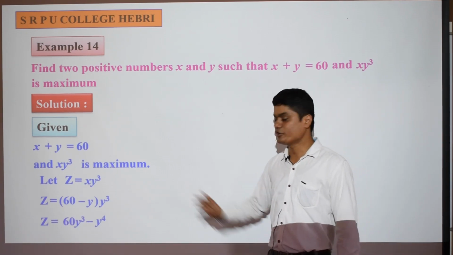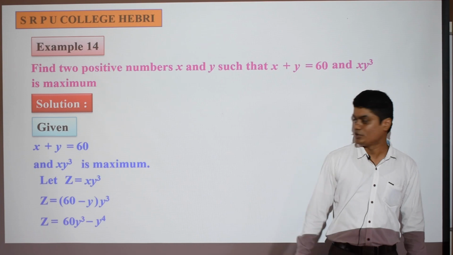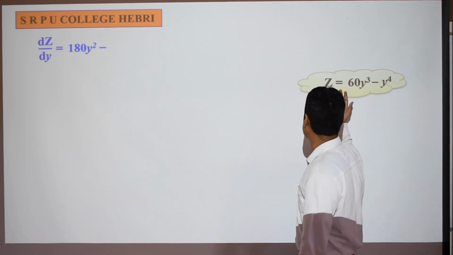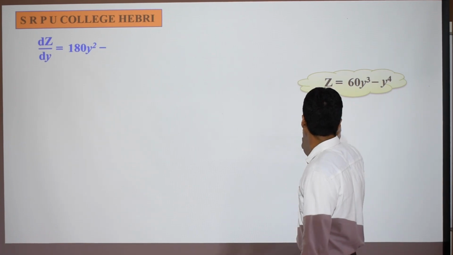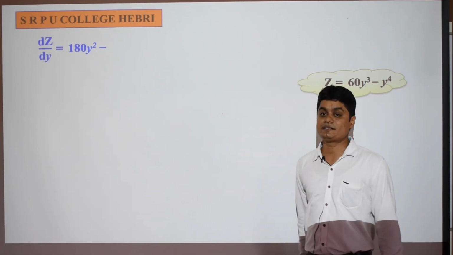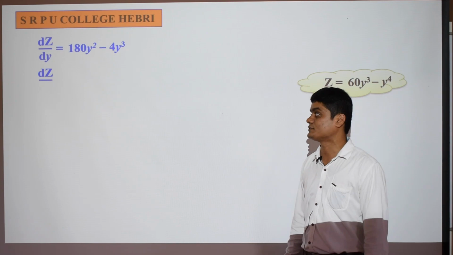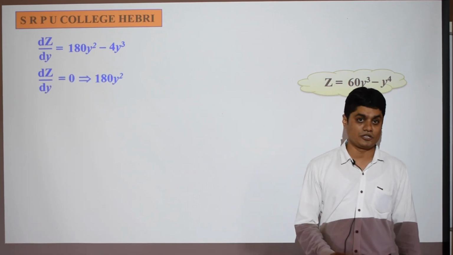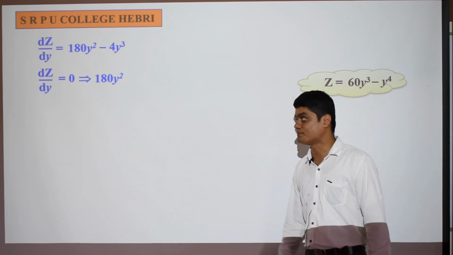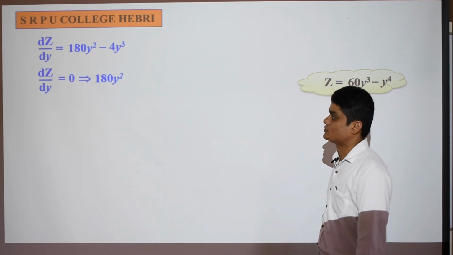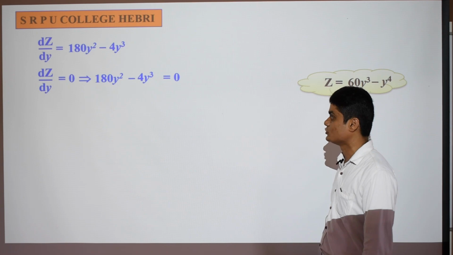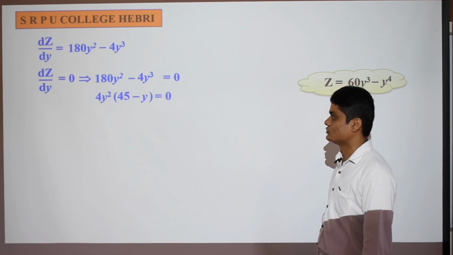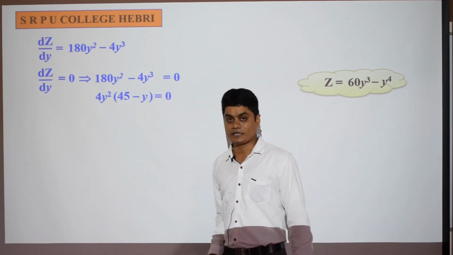Correct? Now you are going to differentiate this with respect to y. So differentiation of z with respect to y: z is 60 y cube minus y to the power 4, and its differentiation is 180 y square minus 4 y cube. To maximize, first of all you have to find out the critical point. So dz by dy equal to 0 implies 120 y square minus 4 y cube equal to 0. So 4 y square into 45 minus y is equal to 0. We just took 4y square common.